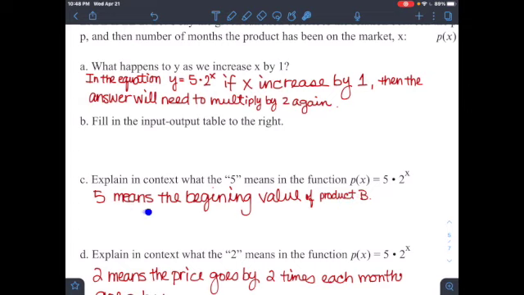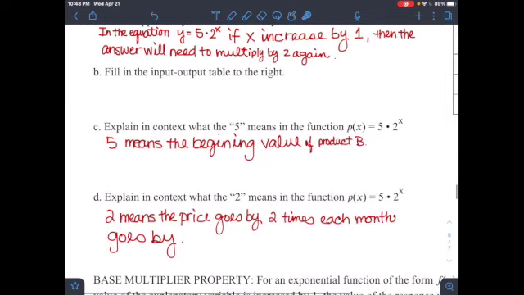Then the next question is asking, explain the context the 5 means in this problem. Well, the 5 means the beginning value of the product before we have put anything else. So that's the beginning value. If x is equal to 0, 2 to the 0 power is 1. And if it's 1, it's 5 times 1. So that means within the 0 month, the product is already at $5. So that's going to be the beginning value.